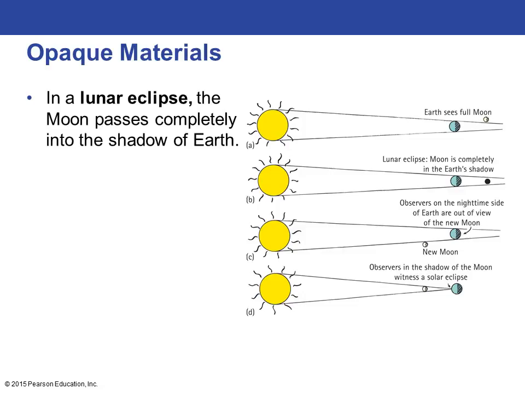As the moon moves slowly out of that shadow, as you can imagine, as that circle of the moon starts to move out, you're going to see a little bit of the circle at a time.